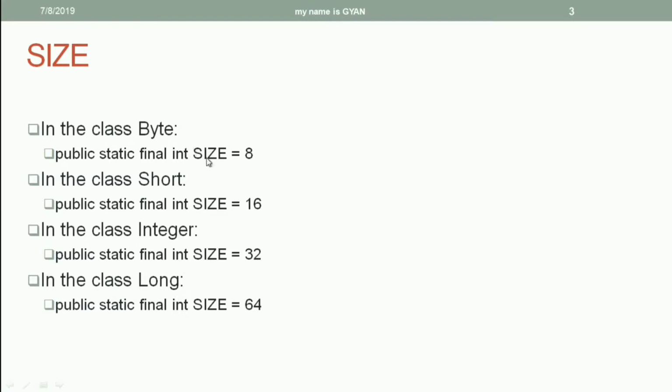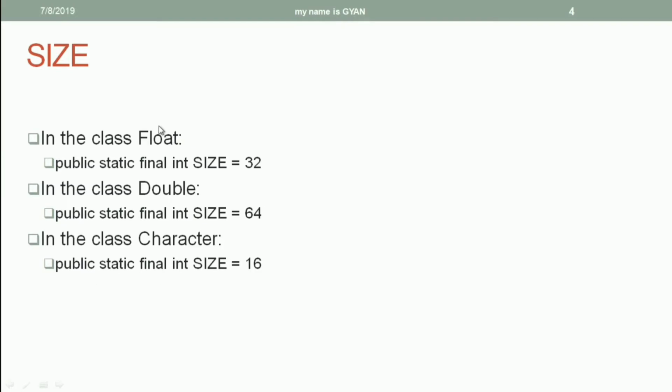In the class Byte, the field size stores the value 8, that is the size of the byte in bits. In the class Short, the field size stores the value 16, that is the size of the data type short in bits. In the class Integer, the field size stores the value 32, that is the size of the data type integer in bits. In the class Long, the field size stores the value 64, that is the size of the data type long in bits.